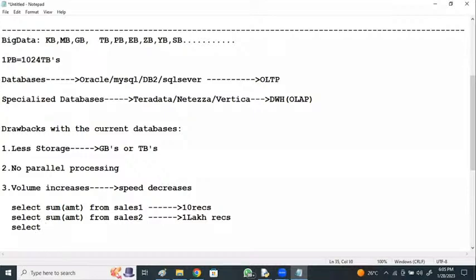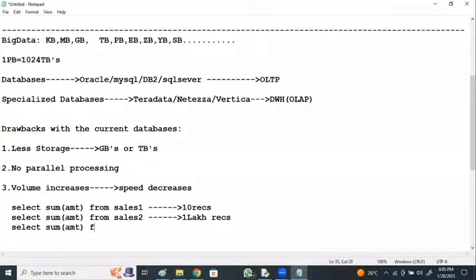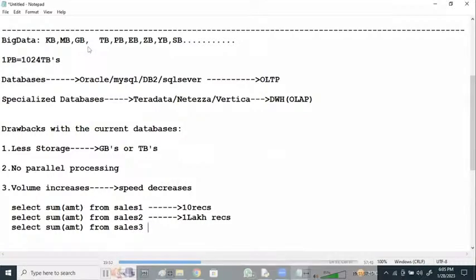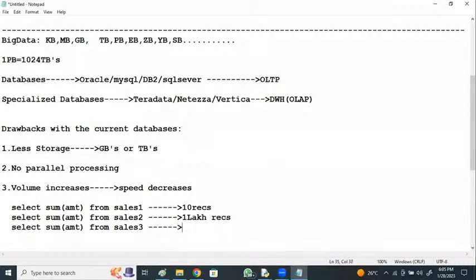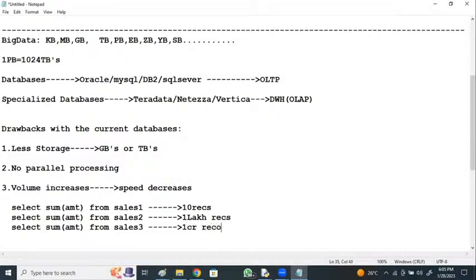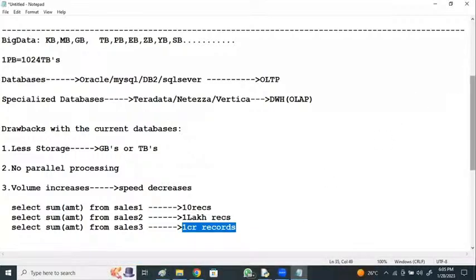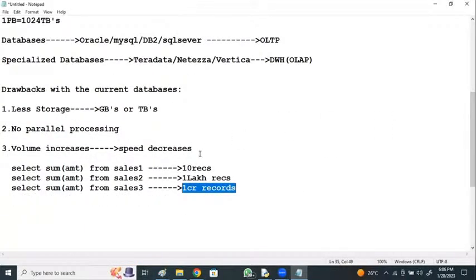Select sum of amount, total amount from a third table which has one crore records. So we have 10 records, 1 lakh records, and 1 crore records.